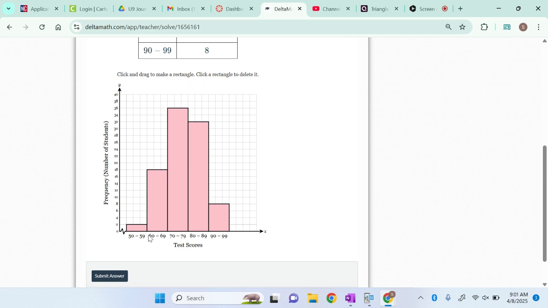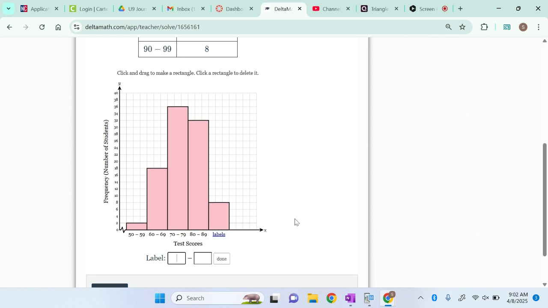You guys need to see it again, don't you? All right. So I'm going to redo this one. So this is the 90 to 99. So it says 8 in the frequency table. I'm going to go up in the next available square where it says 8. I'm going to click where it says 8 and drag it over. So that's 3 squares over, and then bring it all the way down to the x-axis. And then label it from 90 to 99.